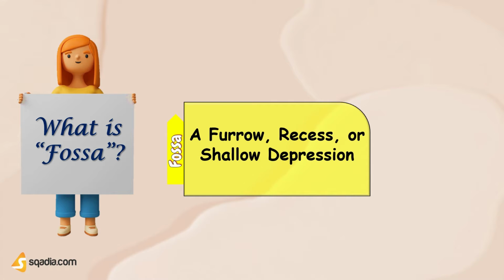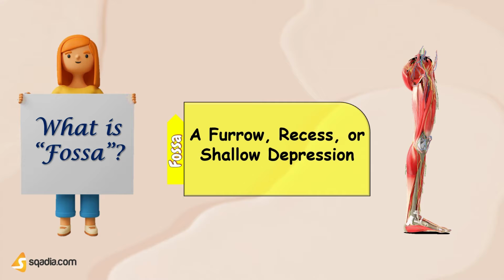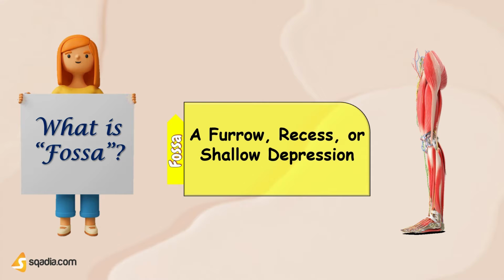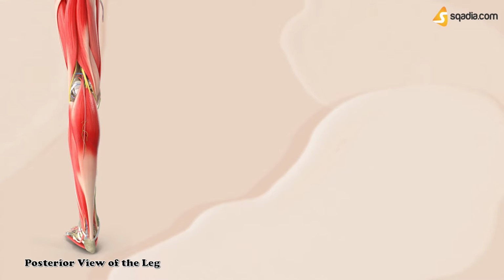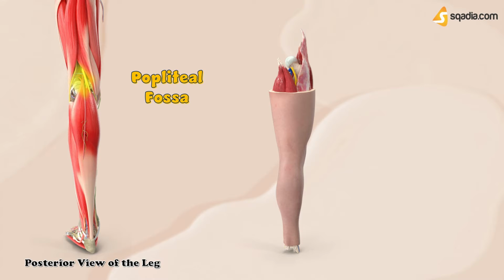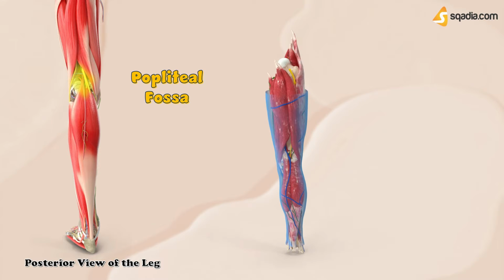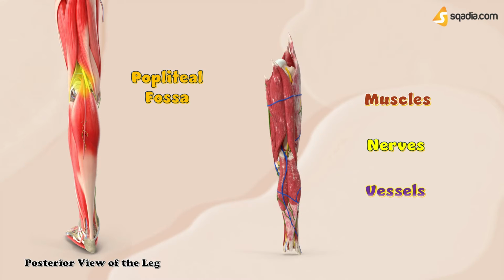If we look at the region of the knee, on the posterior aspect, there is a shallow depression just at the level of the joint. So basically, the popliteal fossa is a diamond-shaped, shallow depression located behind the knee joint, between the thigh and calf bones. It is an important anatomical structure as it contains several critical structures, including muscles, nerves, and vessels that are essential for movement and sensation.